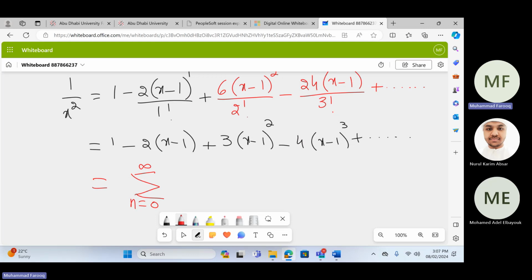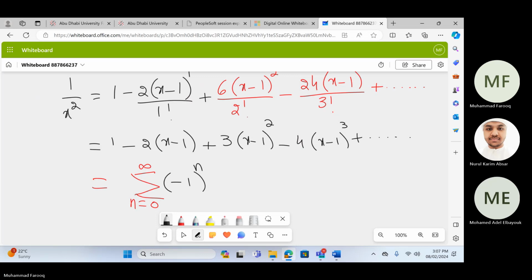Understand? Okay. In this question, step 1, you have to check: is my series alternating? Check this. Negative, positive, negative, positive. So confirm your series is alternating, and you must include a sign controller. What is a sign controller? For negative, positive, the sign controller is basically negative 1 to the power n.